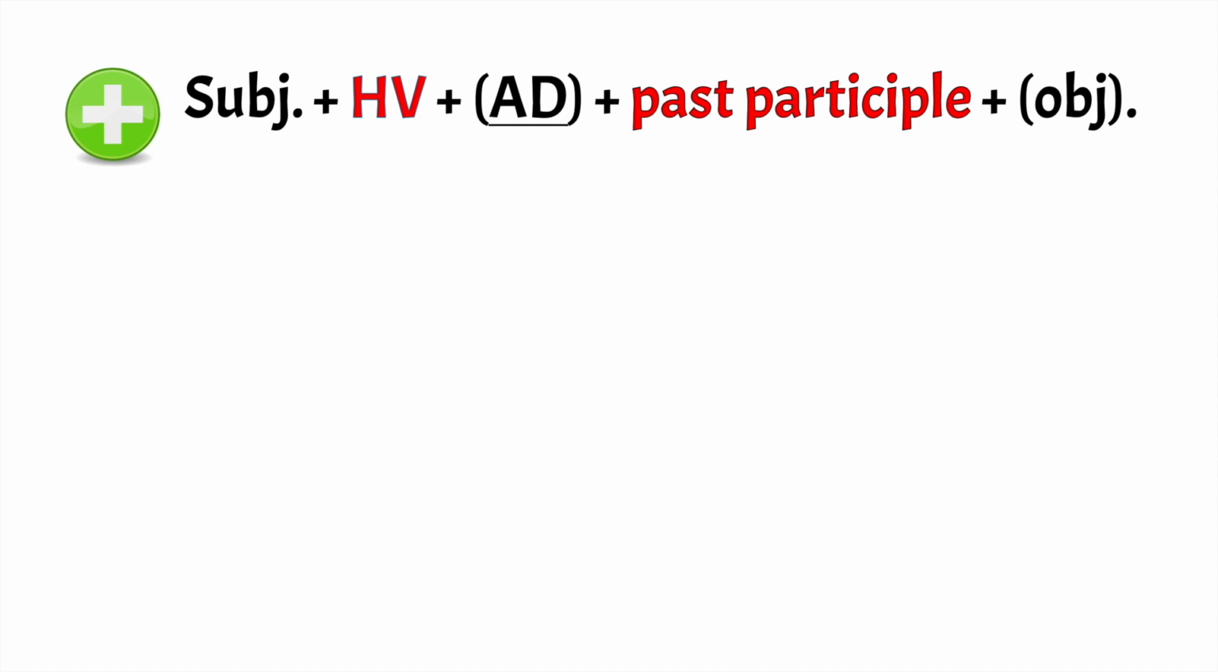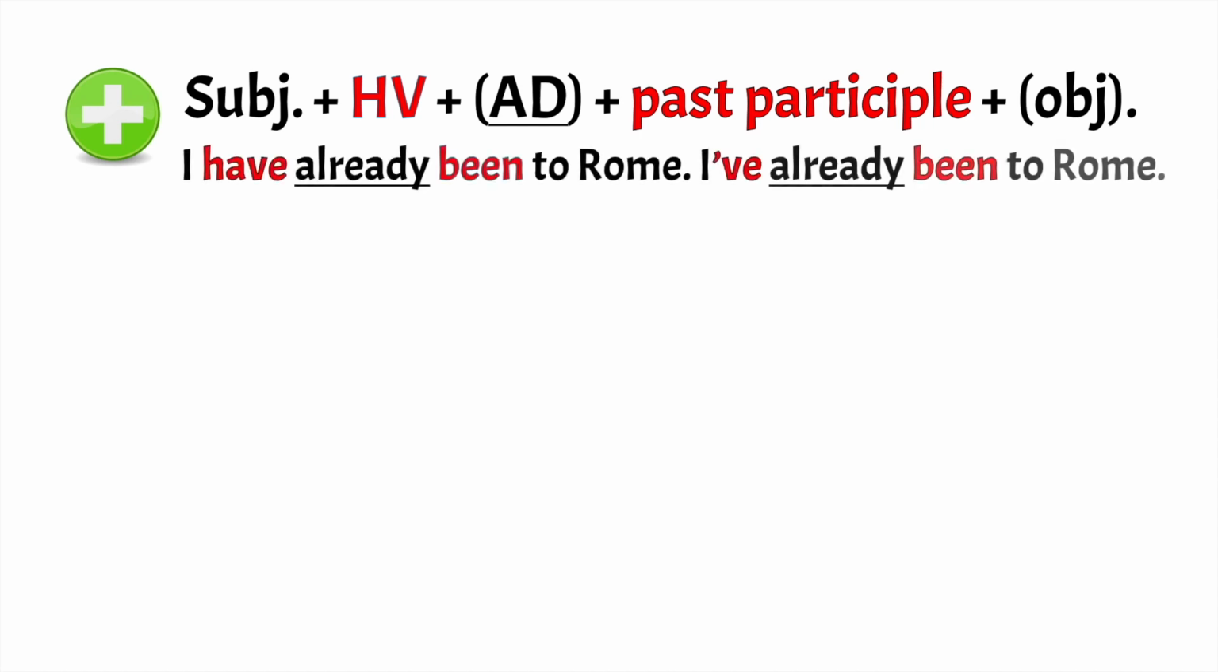Let's have our first example. I have already been to Rome. I've already been to Rome. When you speak, you can say, I've already been to Rome. But when you write, you must write the whole helping verb. Now let's take a look at a negative sentence.